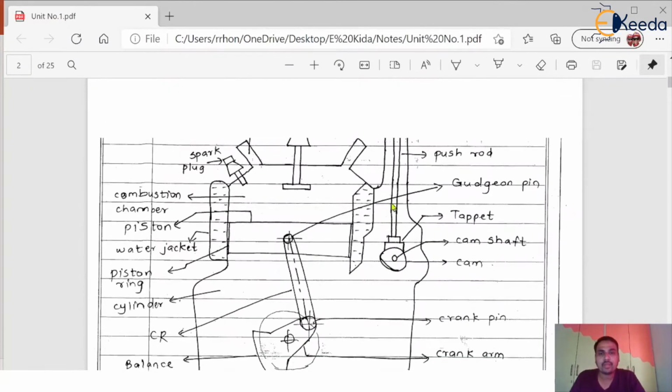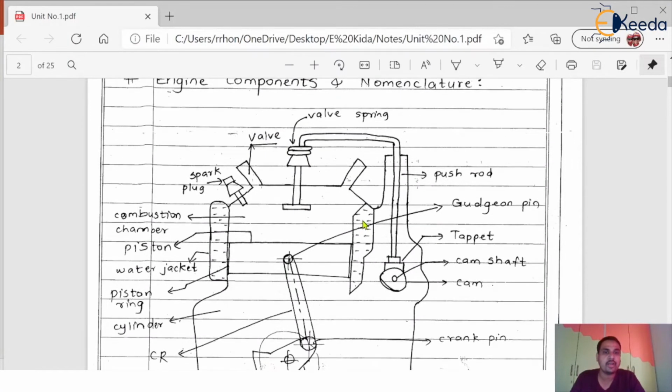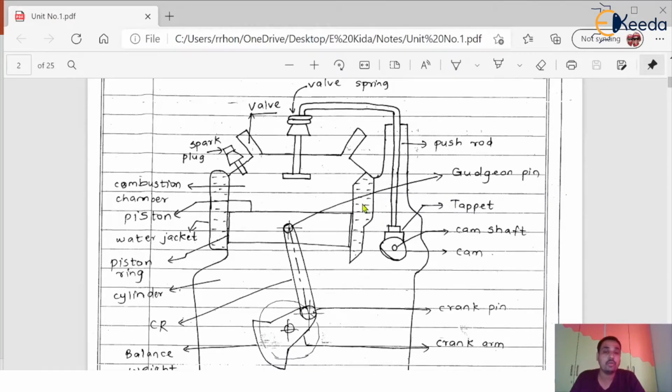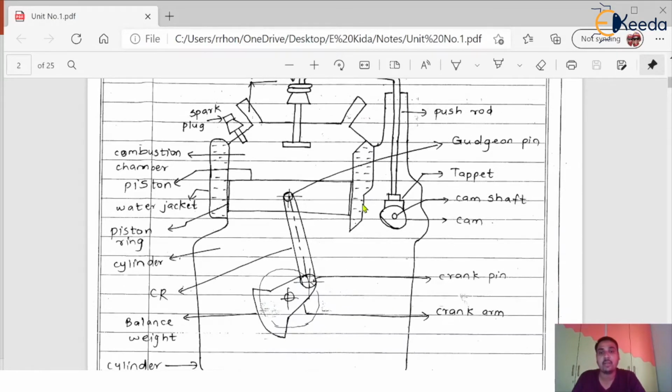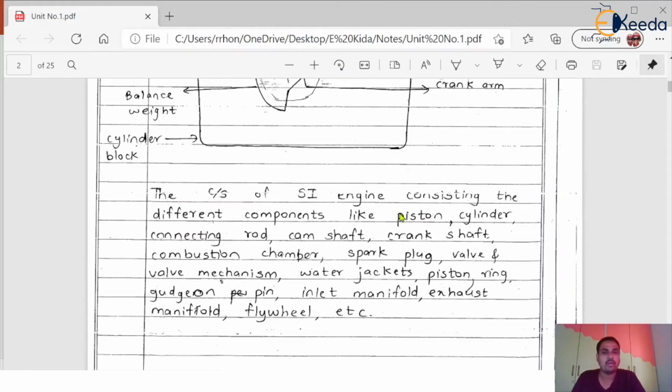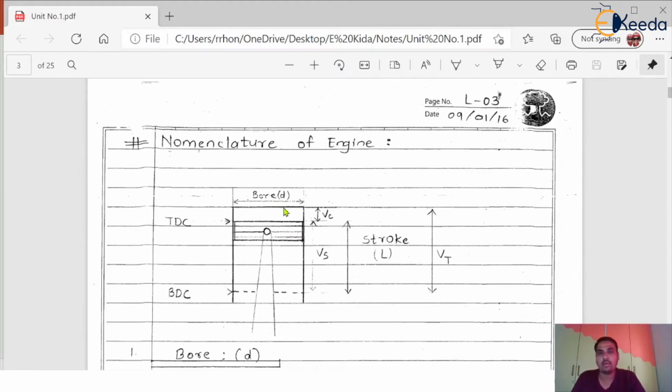As we already discussed engine components and nomenclature in that PPT itself, now such a diagram, whenever the question comes to you in your examination, you have to draw. The question will come like, give a complete explanation about engine components. At that time you have to draw this diagram and show these components of the engine, and describe them in your own words. So now our today's point is the nomenclature of the engine.